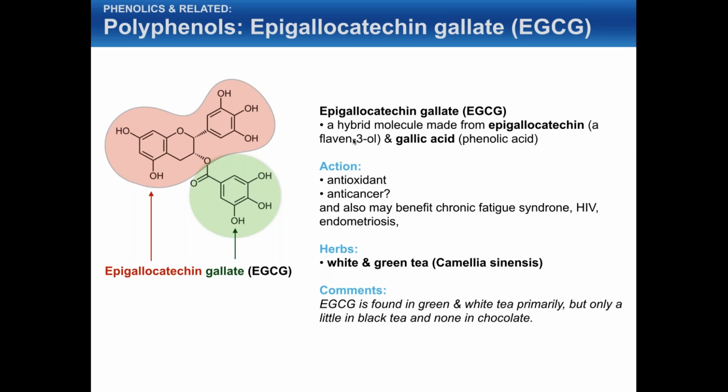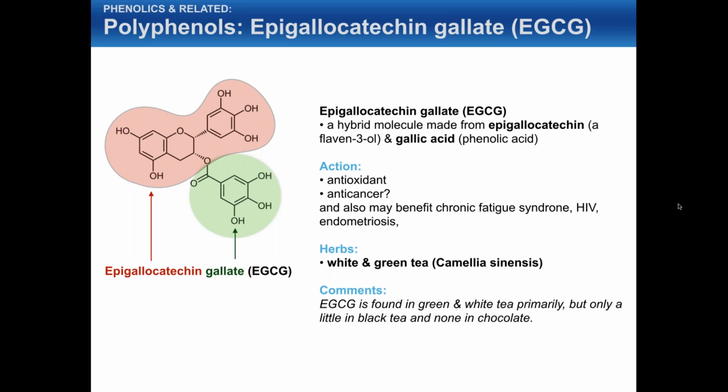And so this EGCG molecule has a significant amount of research around it for all sorts of different things. It's a great antioxidant. It appears like it might have some anti-cancer effects, although there's some debate on that. There's also research from a supplement standpoint that it could help with chronic fatigue syndrome, endometriosis, and HIV. So there are specific studies for that. And you're going to find this exclusively in the white and green tea.